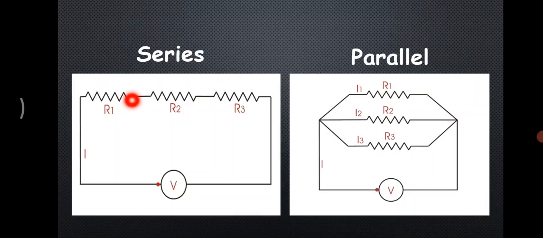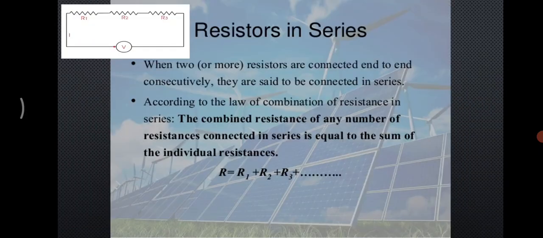When the resistors are connected end to end, see R1 beside R2 and R2 beside R3, they are connected end to end. Such a connection you call a series connection. They have been connected one after the other. Whereas in parallel, you can see R1, R2 and R3 all have their ends connected to a common point. When they are connected to common points, it is called a parallel connection. So you can say resistors in series and resistors in parallel.